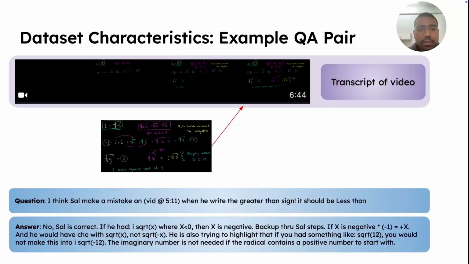Here is a concrete example from our dataset. The student asks a question about a specific timestamp. To answer this, a model cannot just rely on general knowledge. It needs to look at the video frame, specifically the equations written in purple and green. This demonstrates why this task is truly multimodal. Text-only models often fail here because the critical information is on the blackboard.